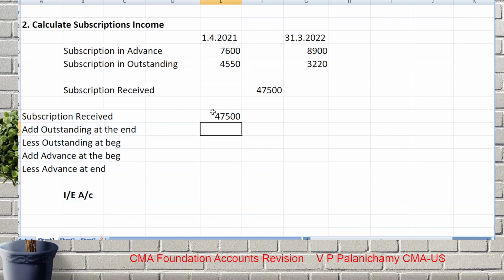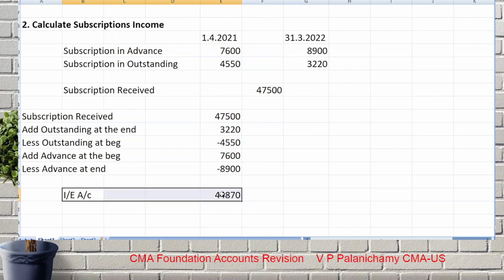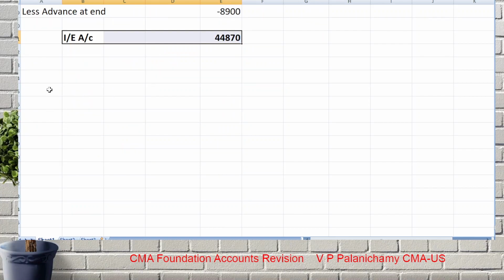47,500. Add outstanding at the end. Outstanding at the beginning. Then advance at the beginning, advance at the end, 44,870 will go to the income and expenditure account. Okay, this is one type of question.